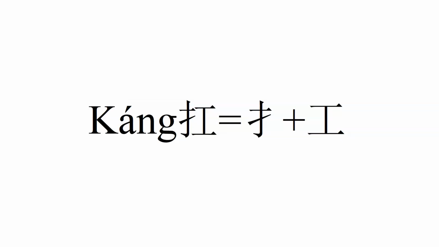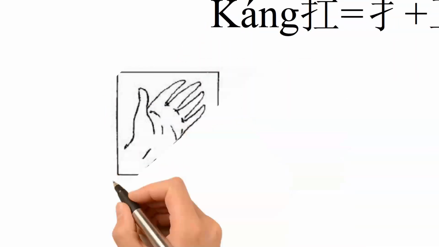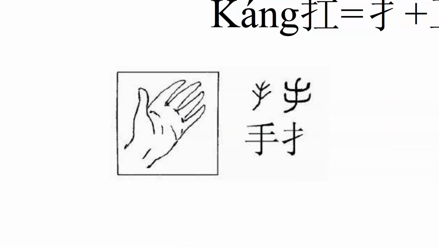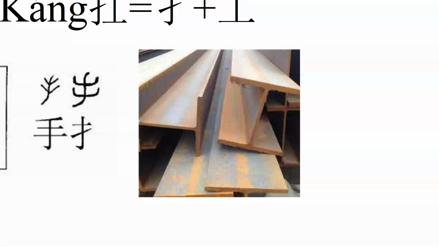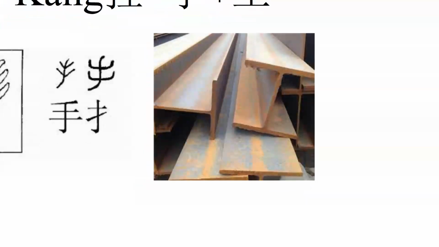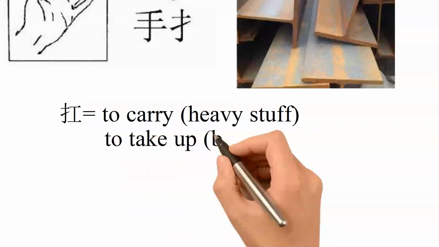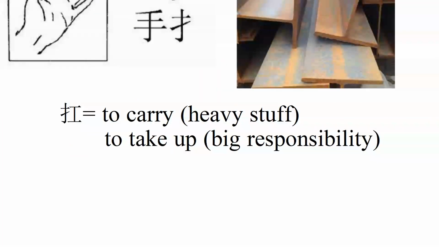Let's go to the next one, 扛. 扛 is composed of the hand side and 工. 工 means the work, the job, and it looks like a steel beam, something related to construction work. Using the hand to carry the steel beam, that gives 扛 the meaning of to carry something heavy and to take up, usually to take up some big responsibility.